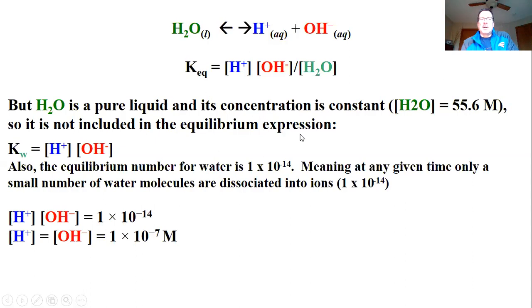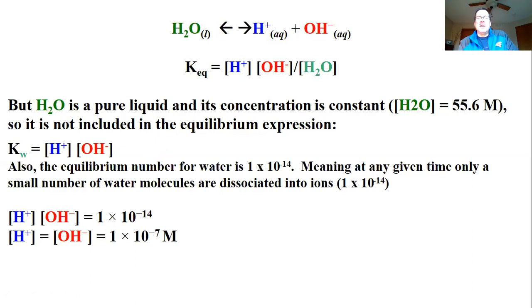Now, water is pure liquid. The concentration is constant no matter where you find the water in the world, because it's slightly changing now with pollution. But you really don't need the water in the expression because it's the same everywhere. So really what your equilibrium comes down to is the concentration of the hydrogen and hydroxide. And so instead of calling it equilibrium, we just give it a W and say that's the equilibrium of water.